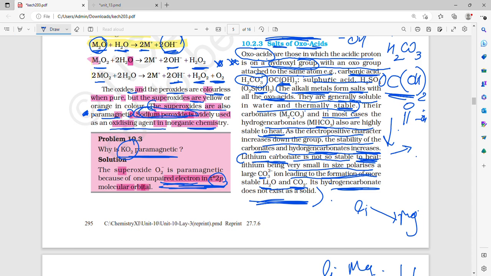The alkali metals form salts with all the oxoacids. The salts of oxoacids of alkali metals are generally thermally stable and soluble in water. They are soluble in water and they are thermally stable. Their carbonates M2CO3 and in most cases hydrogen carbonates MHCO3 are also very highly stable to heat.